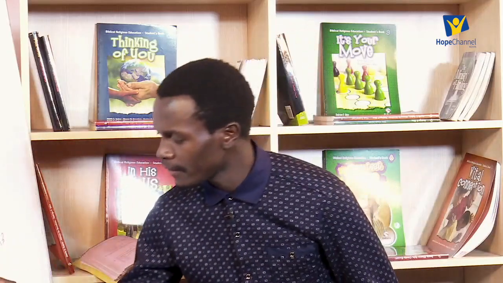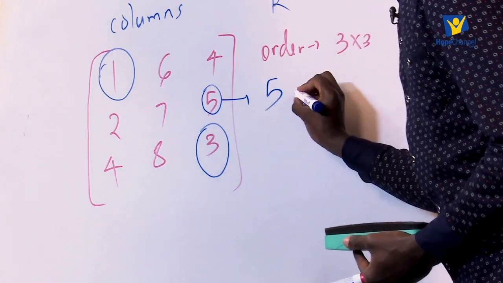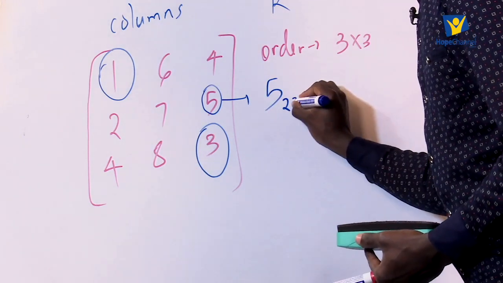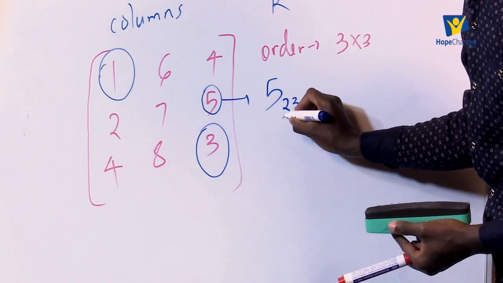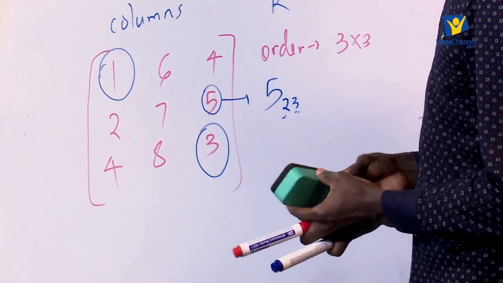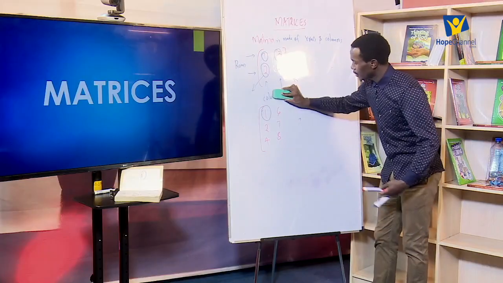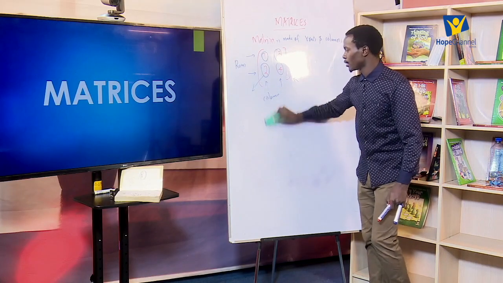Talk of maybe this 5 here. 5 is in the second row and in the third column. Always the rows come first and then the column comes second. After knowing how the matrix looks, we now need to look at addition and subtraction of matrices, basically operations on matrices.